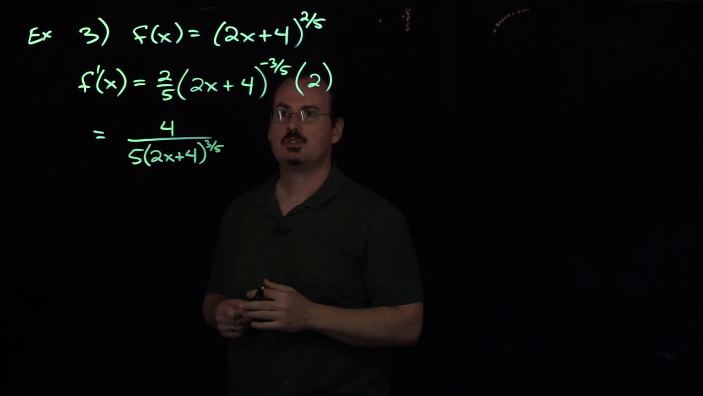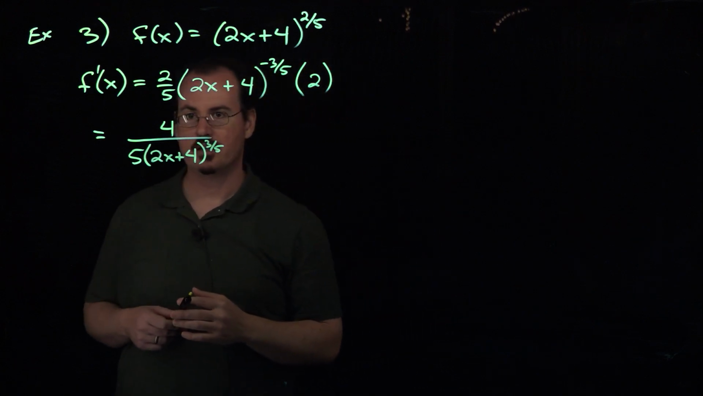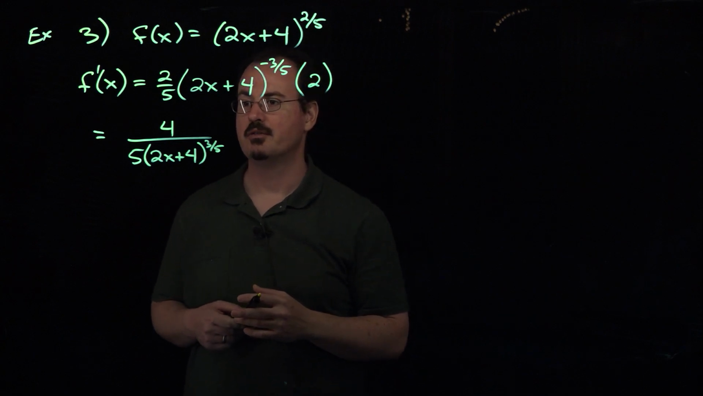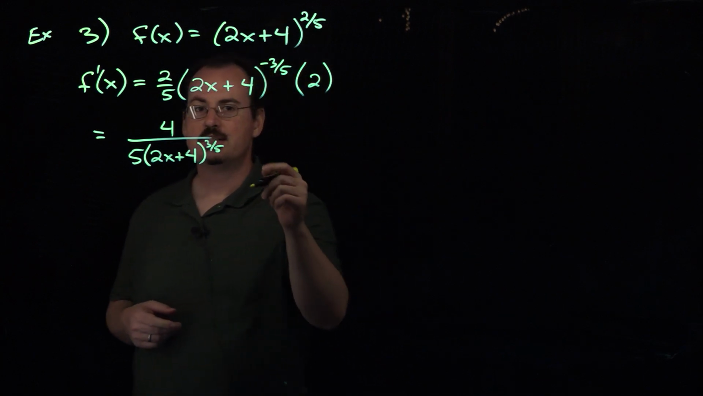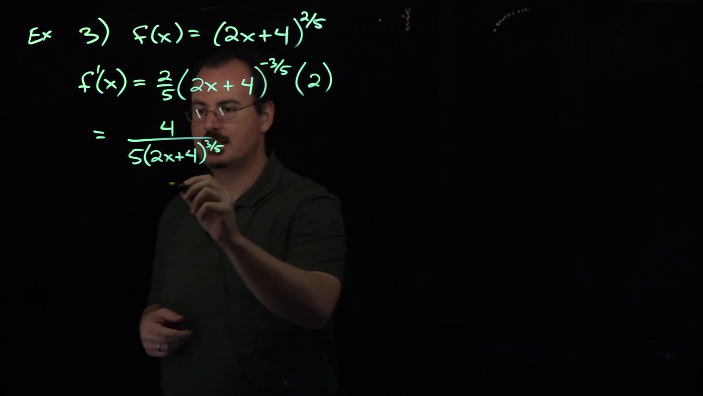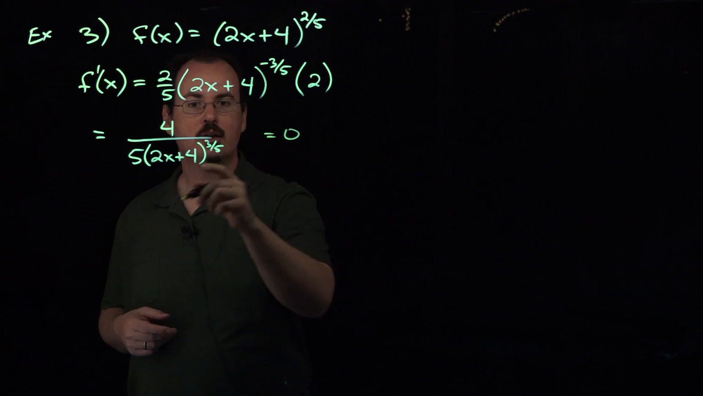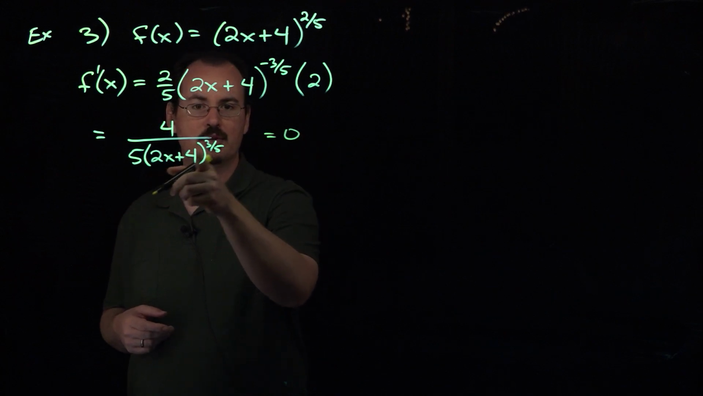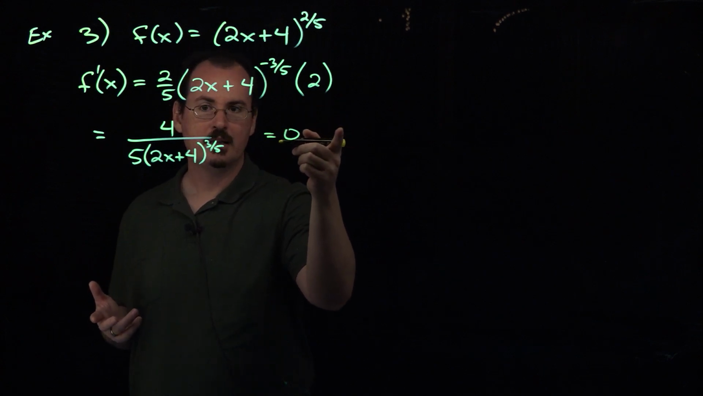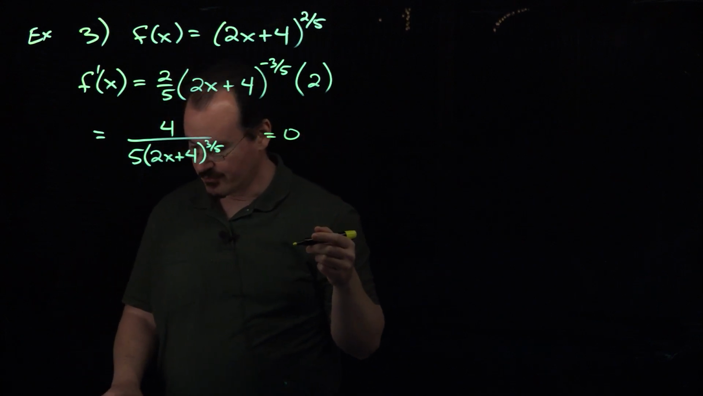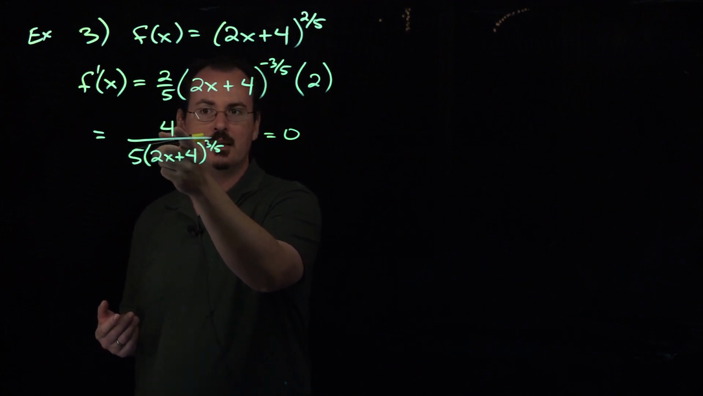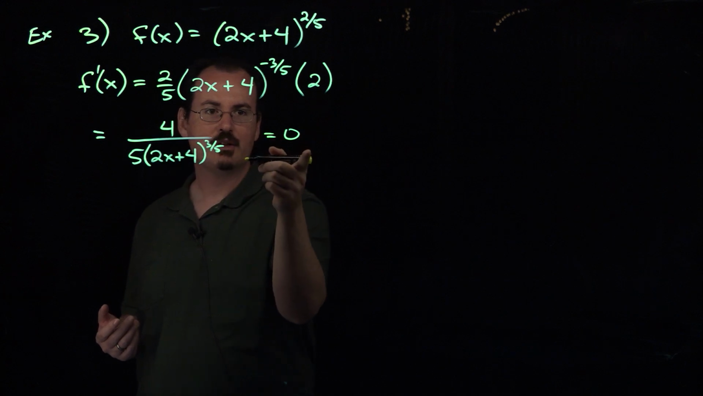Okay, now remember that there's two kinds of critical numbers. There's the kind that occurs when the derivative doesn't exist, and then there's the kind that occurs where the derivative is equal to 0. Notice that if we set this equal to 0, what's going to happen? If I multiply both sides by the denominator, then that denominator is going to go away. So setting a fractional function like this equal to 0 is the same thing as setting the numerator to 0. So if I do that, 4 is never 0, right?